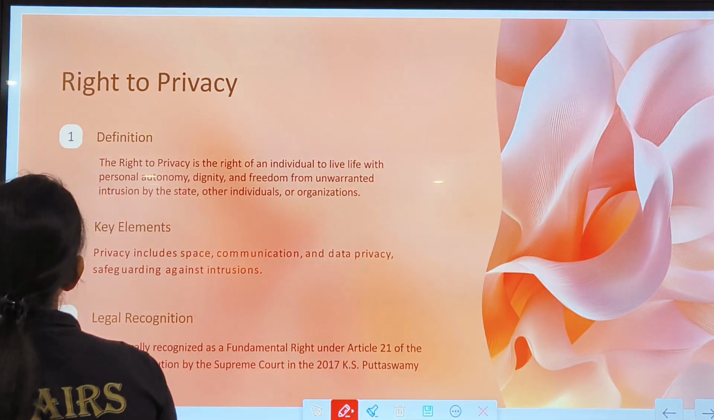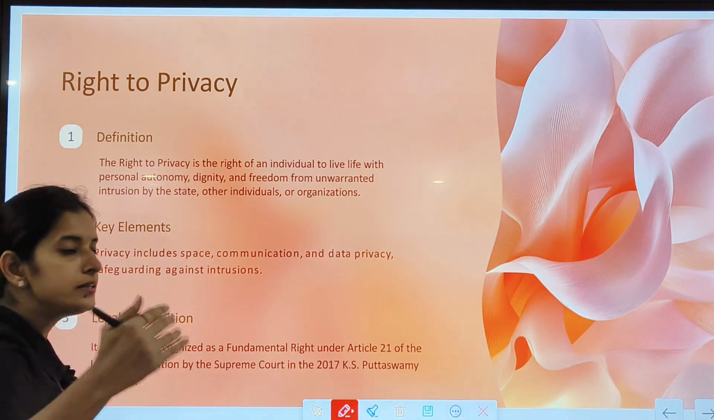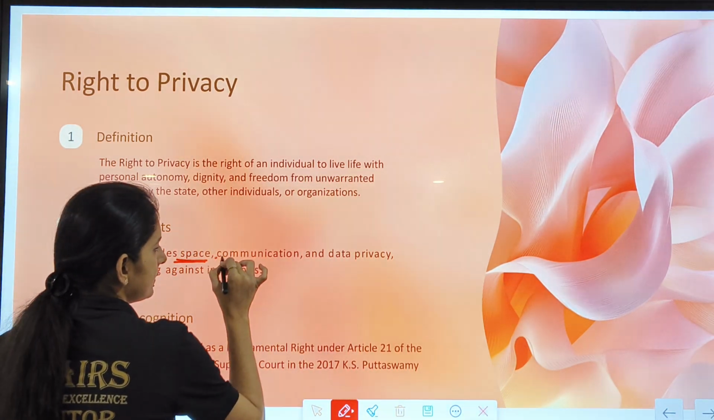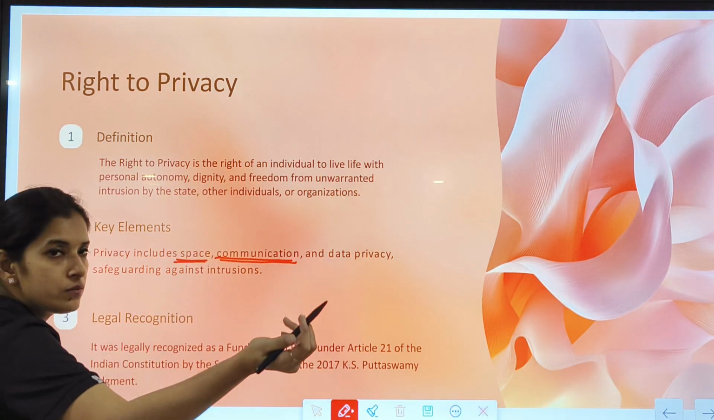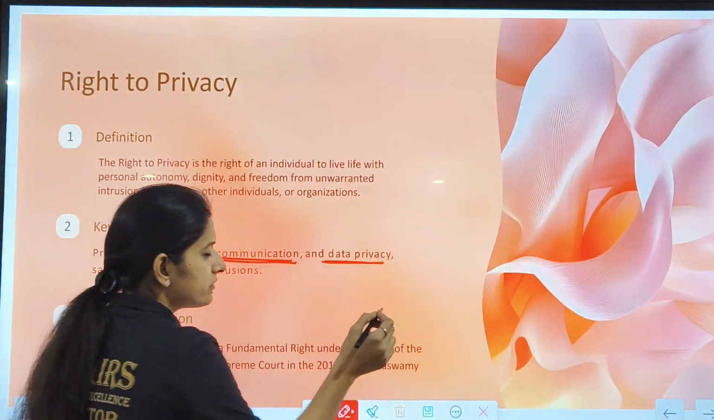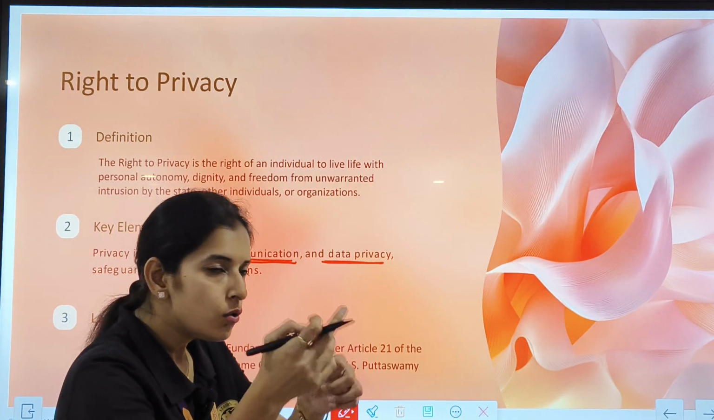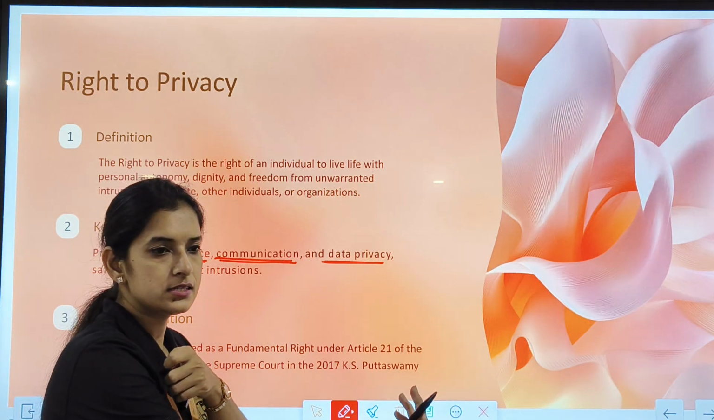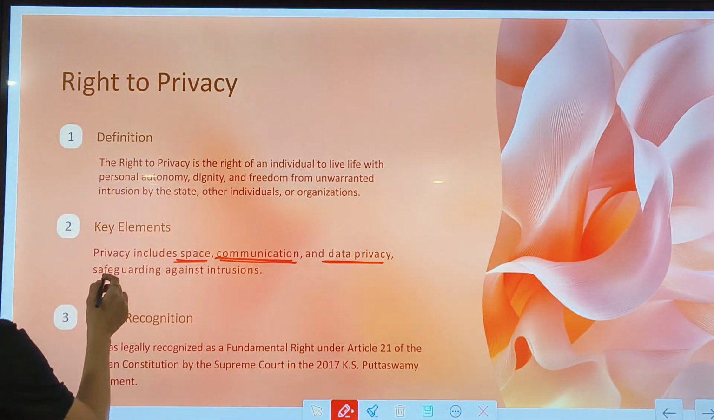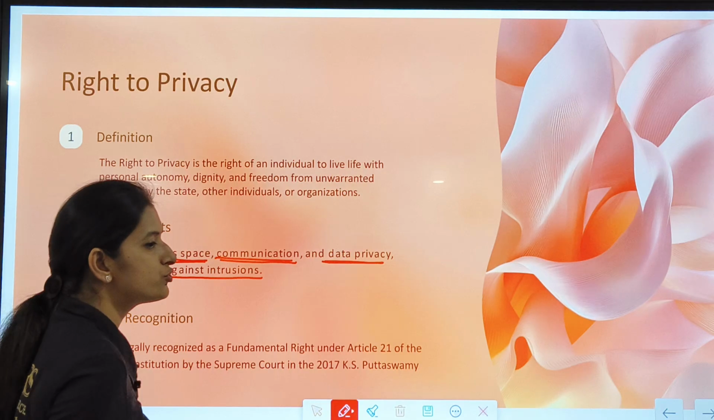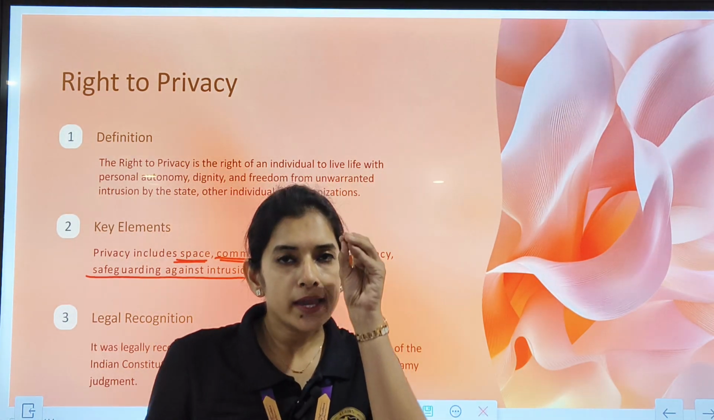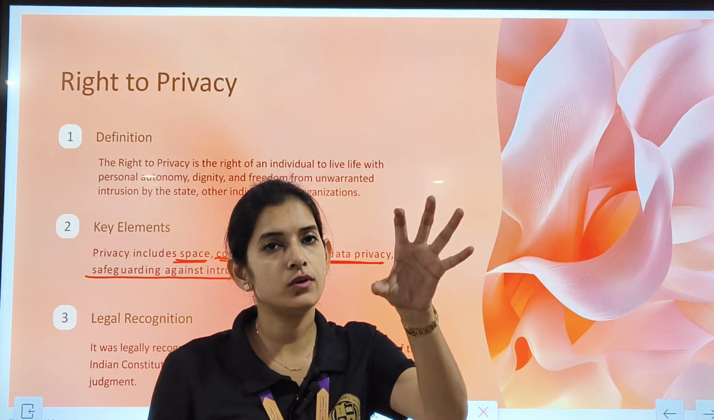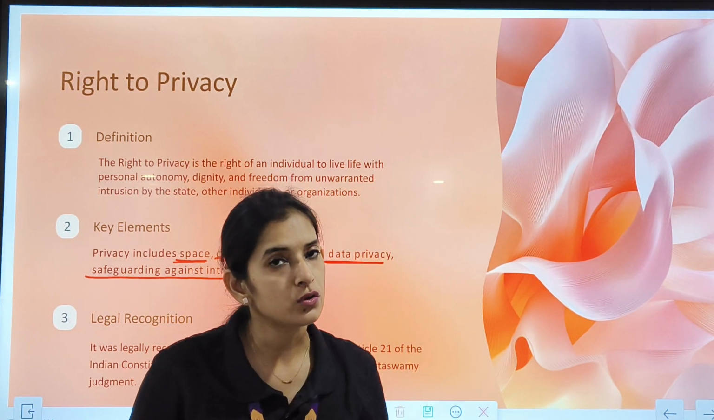Clear? Next, what are the contents included in the right to privacy? The first one is space, their personal space where they are residing. Secondly, communication, whatever they want to communicate. Third is data privacy. Data privacy means whatever we are sharing over social media or through various applications, for example WhatsApp or Instagram. Next, safeguarding against intrusions. Intrusions means somebody is trying to poke into your personal matters. So the right to privacy is actually safeguarding you. It is protecting you from those sorts of activities.